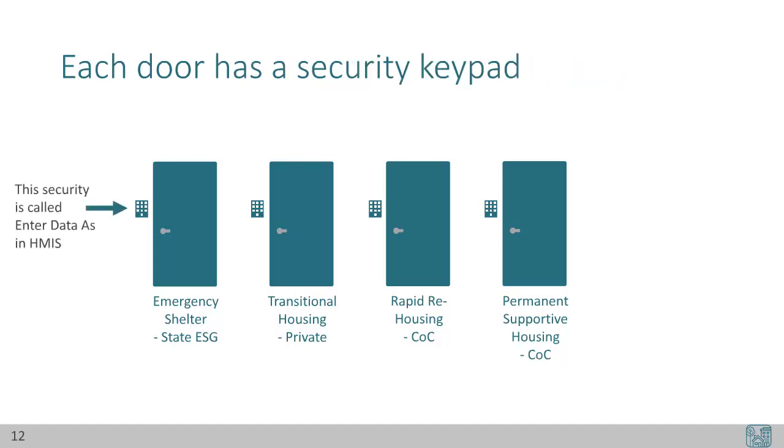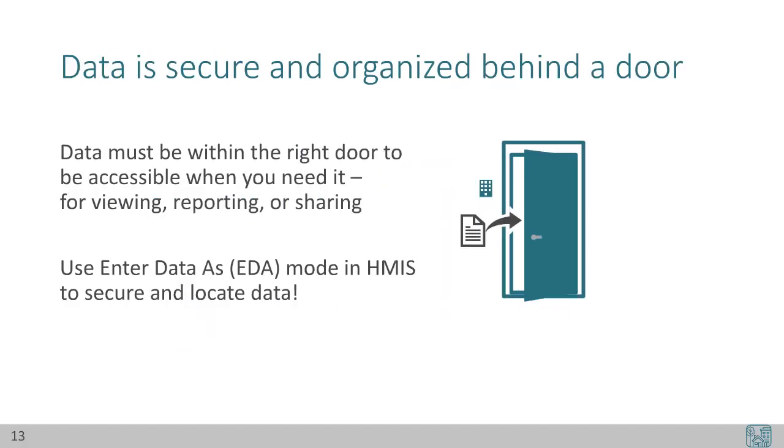This security keypad next to every door keeps some people out and allows some people in. The security is called Enter Data As in HMIS. When you have the security code for a room, you can place data inside the secure room. Data must be placed within the right door to be accessible for viewing, reporting, and sharing. Using Enter Data As mode in HMIS, data is safe and easily located for when you need it.